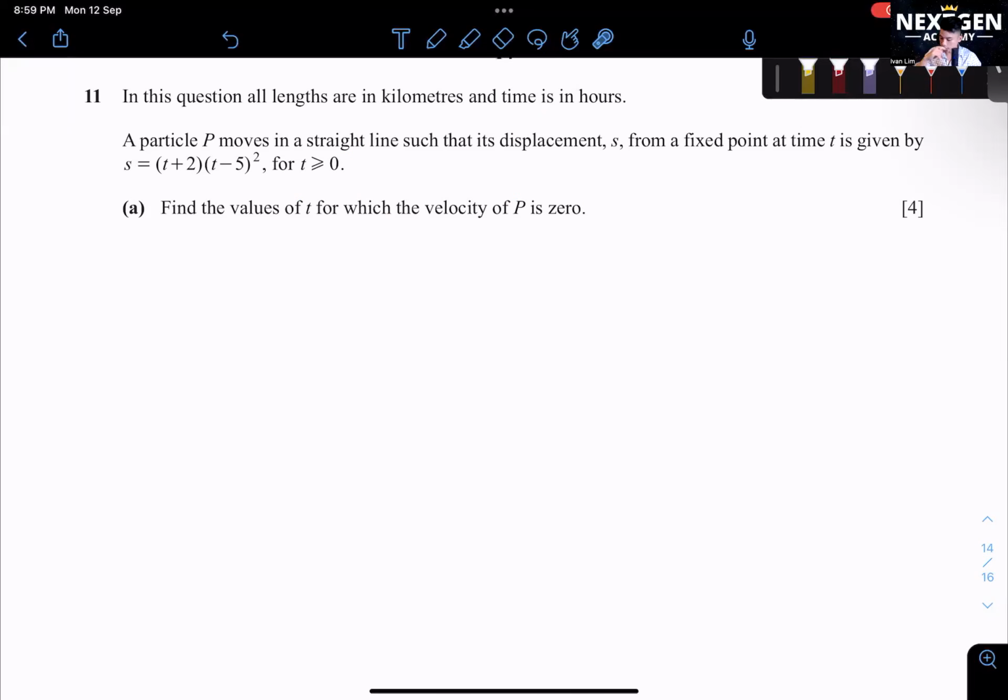Okay, let's do the last one. In this question, all distances are in km and time is in hours. Particle P moves in a straight line such that its displacement s from a fixed point at time t is given by s equals (t plus 2)(t minus 5) squared. You need to actually observe already what kind of equation this is.